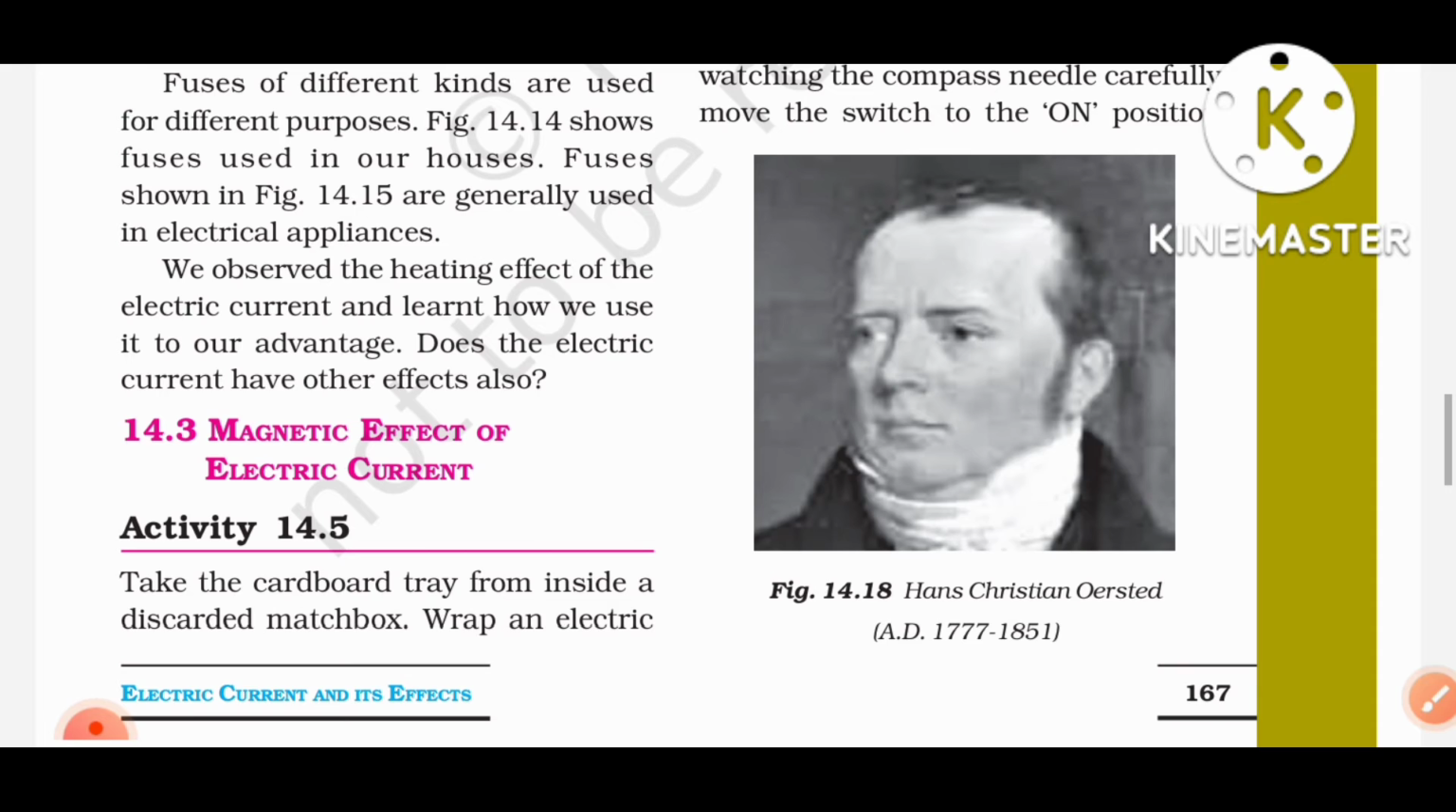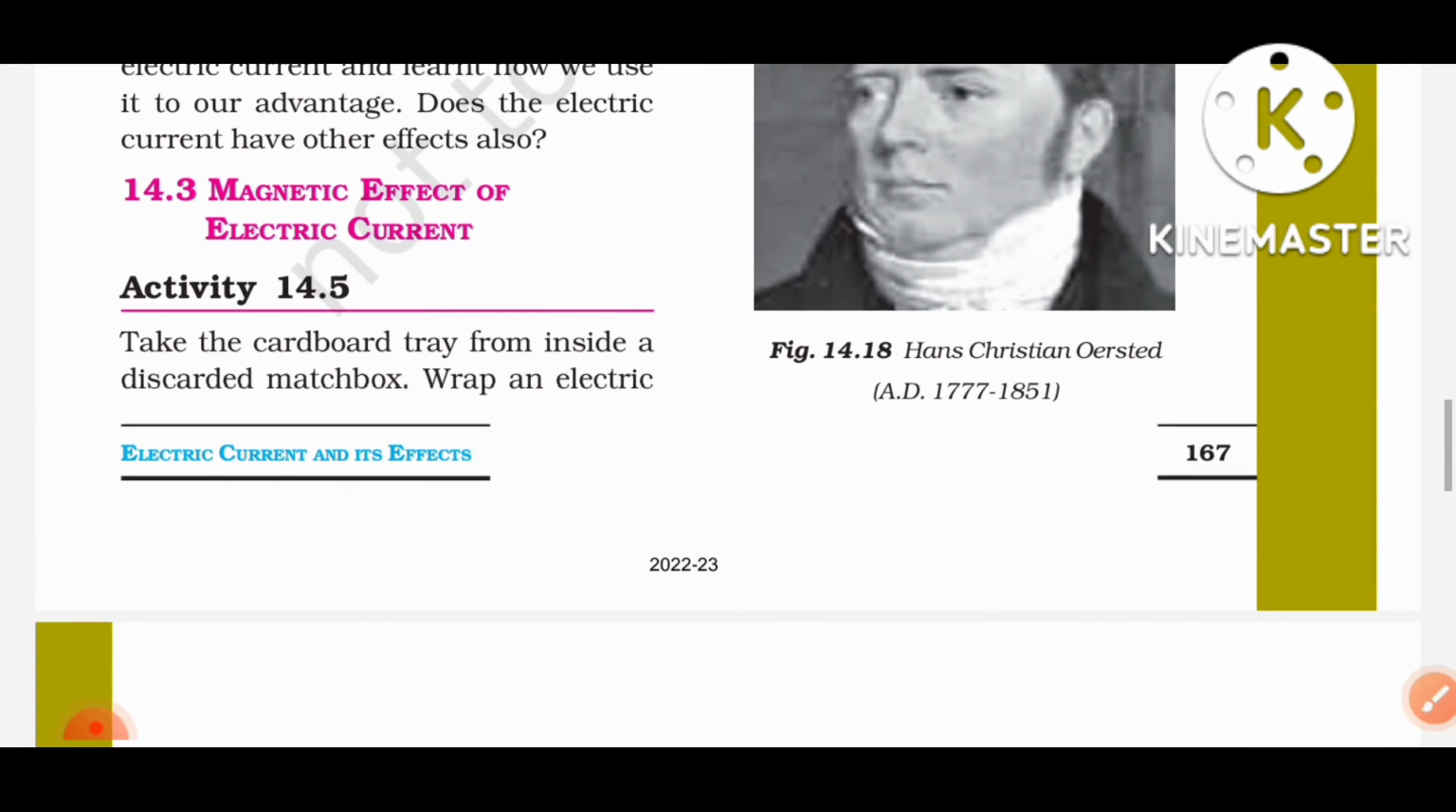We observed the heating effect of an electric current and learned how we use it to our advantage. Does the electric current have other effects also? 14.3 Magnetic effect of electric current.